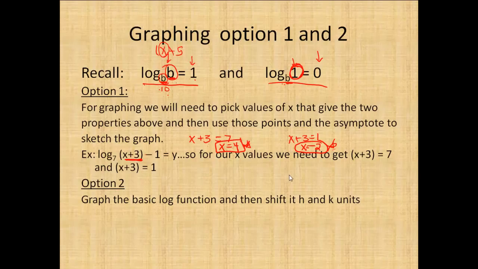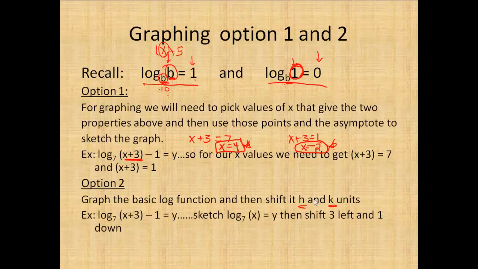Okay, now option 2 is dealing with shifting. So you would graph your basic log function and then do a shift of h and k units. So h would be our horizontal shift, k would be our vertical shift. Either option will result in the same graph.